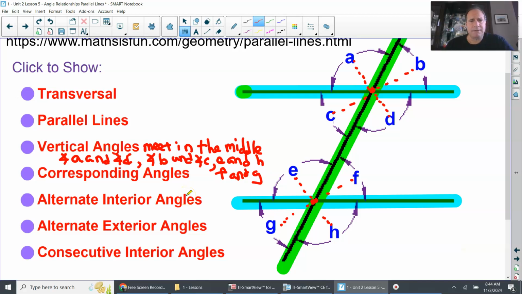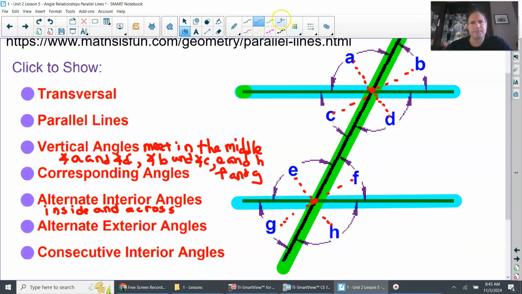All right, so they meet in the middle. Those angles are congruent. We're going to skip to alternate interior angles. Alternate interior angles are across from each other, inside, because they're interior, and across. So alternate interior angles are inside the parallel lines.